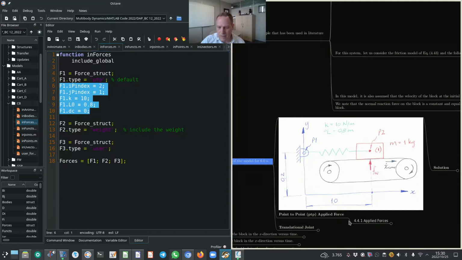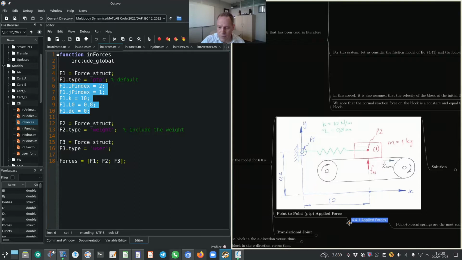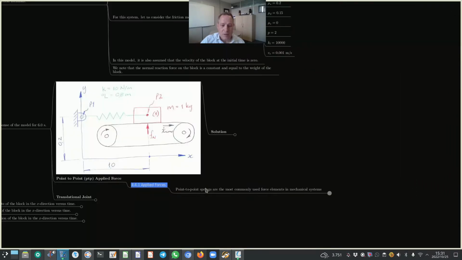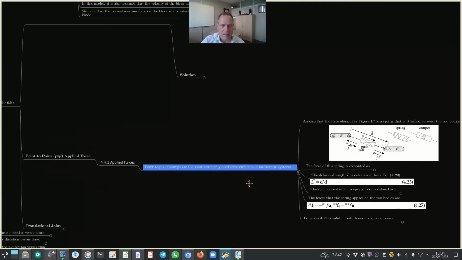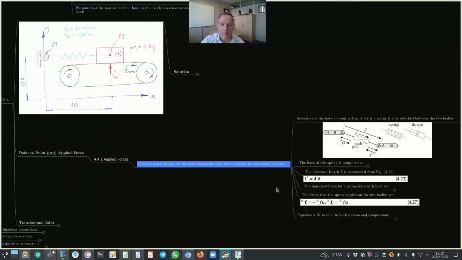and specifically subsection 4.4.1, applied forces. So point-to-point springs are the most commonly used force elements in mechanical systems. So it's well worth our while to look at how Prof. Nikravesh defines these force elements.